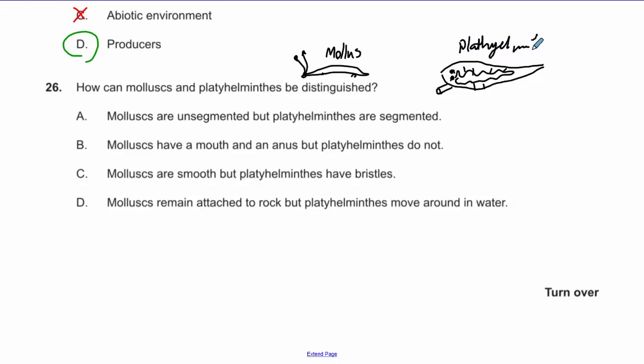Plathiel Mintus. And then mollusks are unsegmented, but Plathiel Mintus are segmented. No, both are unsegmented. Mollusks have a mouth, yes, and an anus, yes, but Plathiel Mintus does not, and this is correct. Because even though Plathiel Mintus have a kind of mouth-like thing, this tube, it does not have an anus.